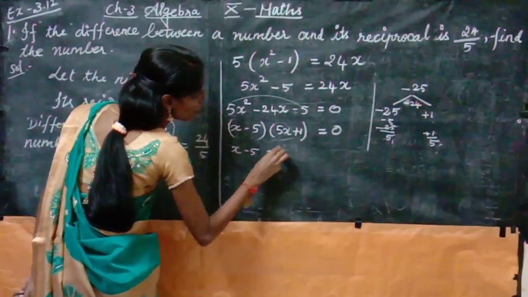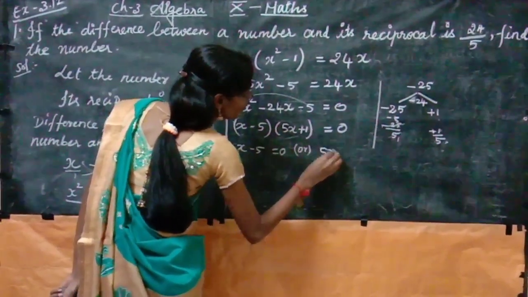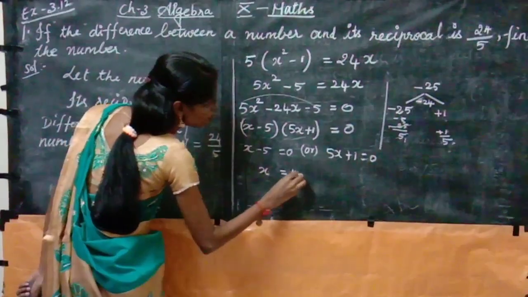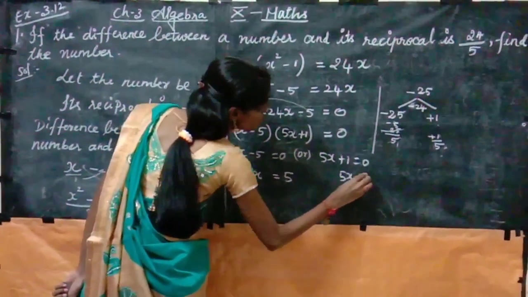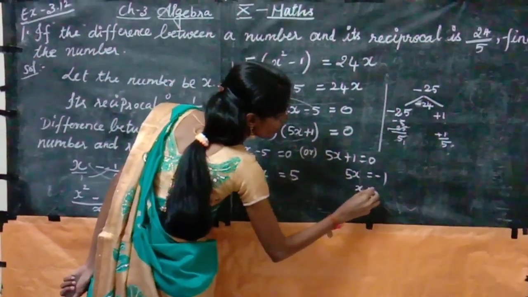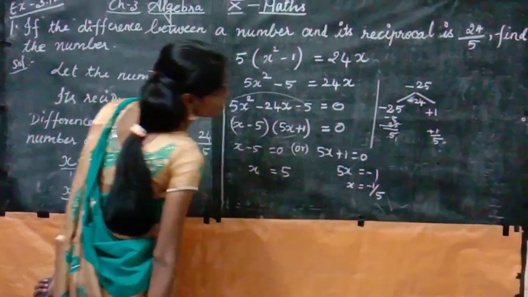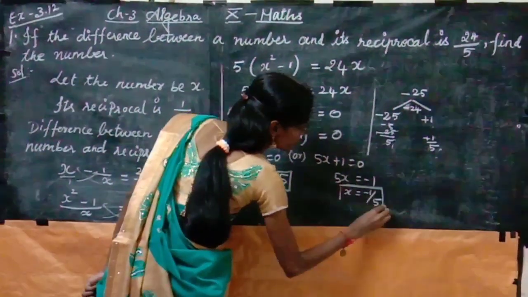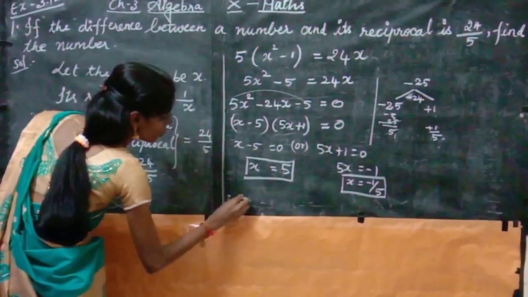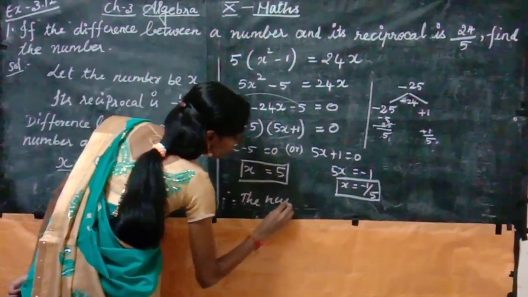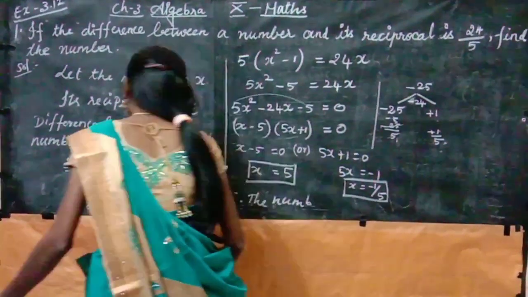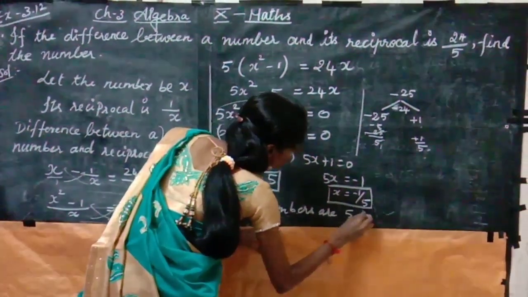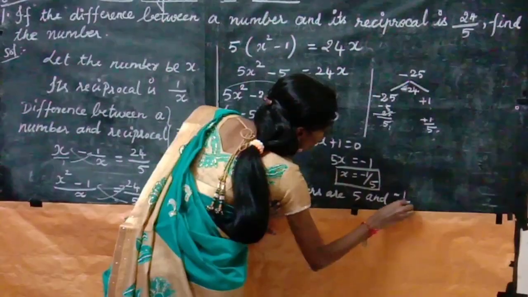x minus 5 is equal to 0 or 5x plus 1 is equal to 0. x is equal to minus 5 going that side, plus 5. 5x is equal to minus 1. x is equal to minus 1 by 5. So what's the x value? 5. We get the numbers. Therefore, the numbers are 5 and minus 1 by 5.